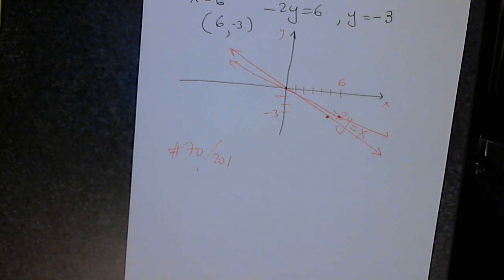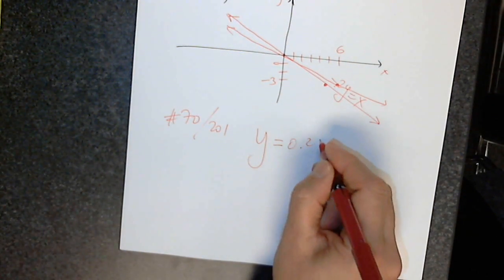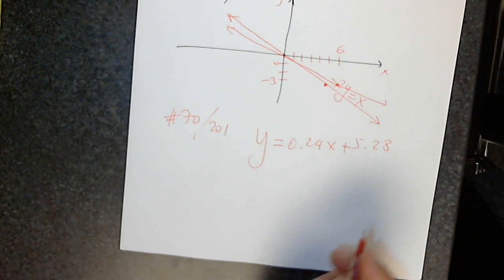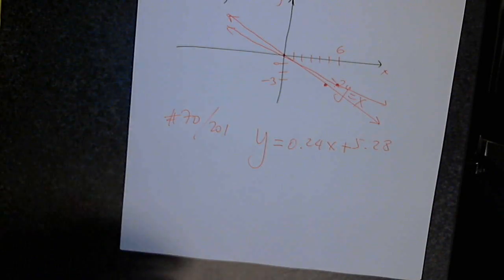The price of admission to a movie theater has been steadily increasing, and we know that, right? The price of regular admission y in dollars to a movie theater may be represented by the equation y equals 0.24x plus 5.28, where x is the number of years after 2000.